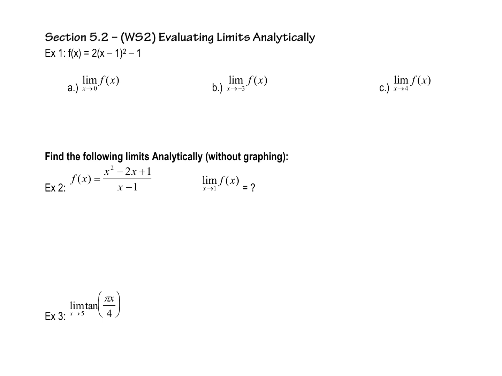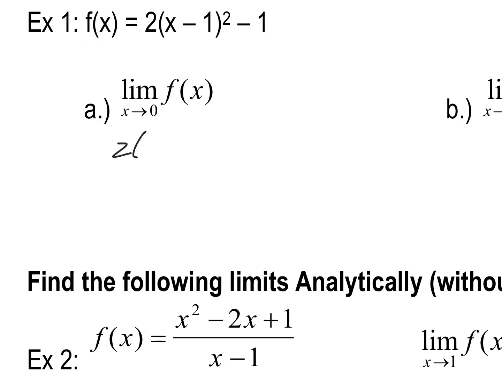But if I take the 0 and I just plug it into the formula, what do I get? I get 2 times 0 minus 1 squared, minus 1. Let's remember order of operations here. This means negative 1 squared, and then you times by 2. You do exponents before you multiply, so I wanted to point that out. So negative 1 squared is 1, times 2 is 2, minus 1 is 1.